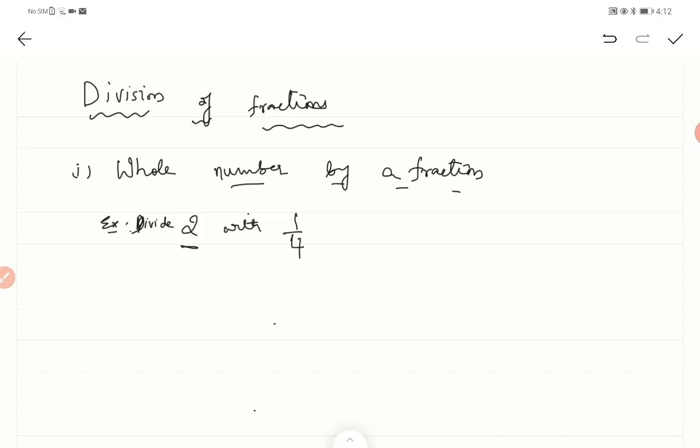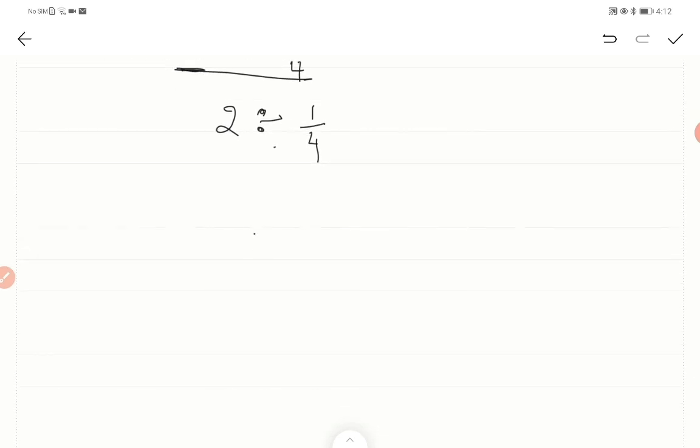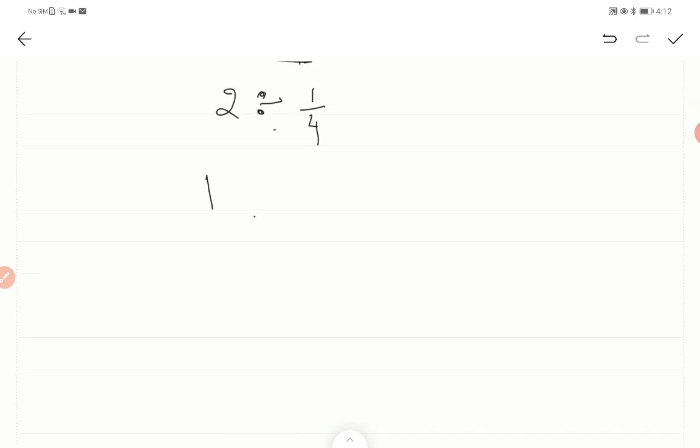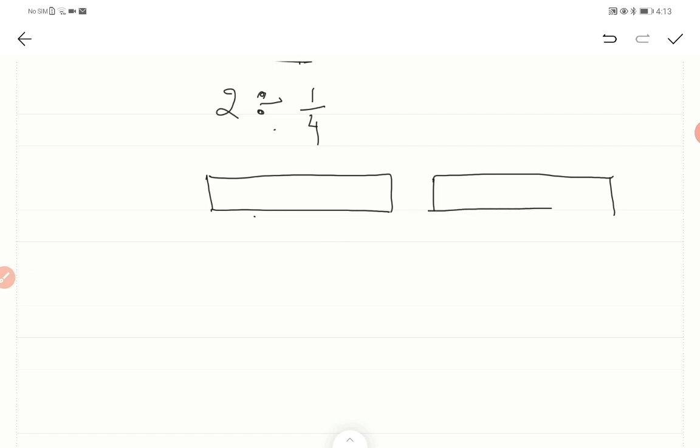Okay, so first, a whole number divided by a fraction. Here I took one example: 2 divided by 1 by 4. So, 2 divided by 1 by 4. Let me show you with a pictorial representation what this means. After that, we will see how exactly you do this by simplification.